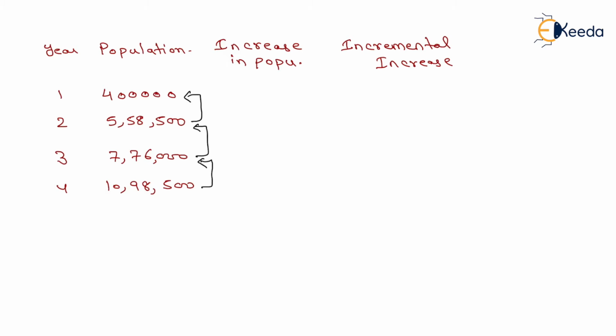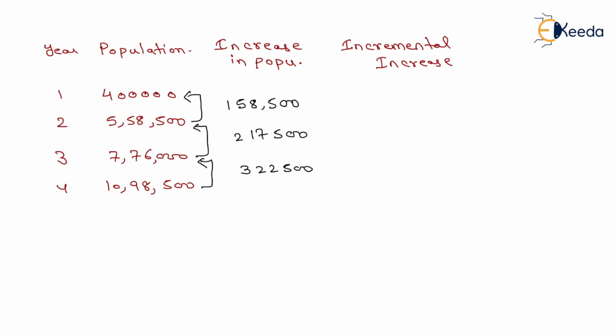Now when you subtract the values, 5,58,500 and 4 lakh, it will come out as 1,58,500. That will be the increase in population in the first decade. Similarly, we can compute the increase in population after the second decade. It will be equal to 2,17,500. Similarly for the last decade, it will be equal to 3,22,500. Now we need to find the incremental increase.